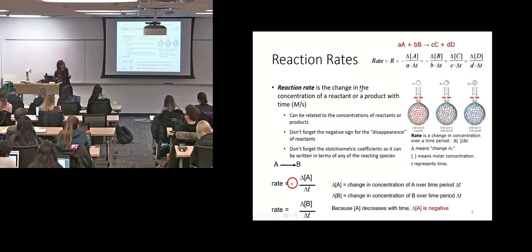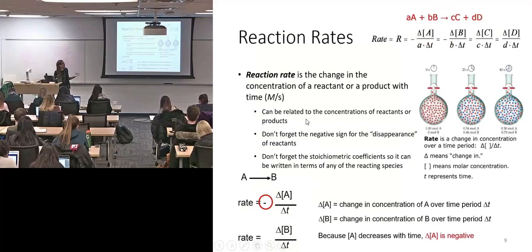Reaction rate is the change in concentration of a reactant or a product with respect to time. You can write it in relation to the concentration of any given reactant or product, whichever one you want. We like to write it in a way so that no matter which one we track, our overall reaction rate stays the same. Don't forget to put a negative sign for the disappearance of your reactants. Don't forget to put your stoichiometric coefficients in, okay, so that it won't matter.